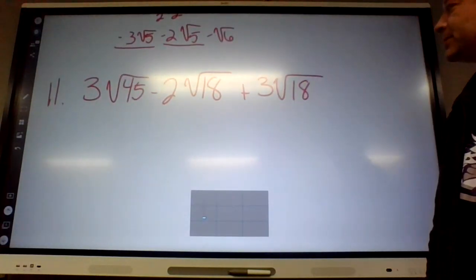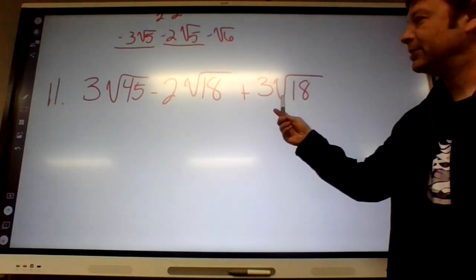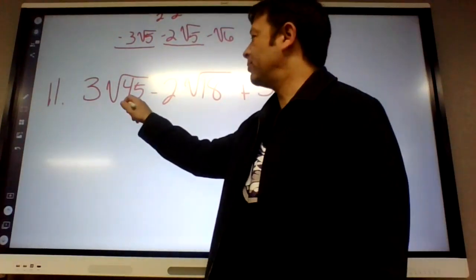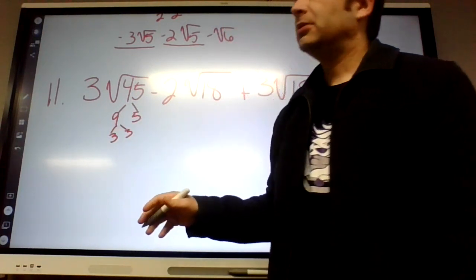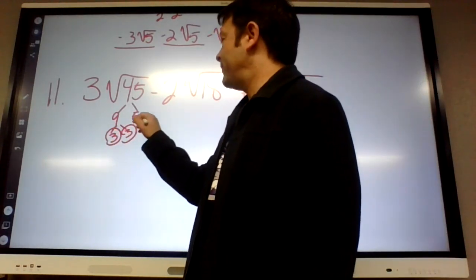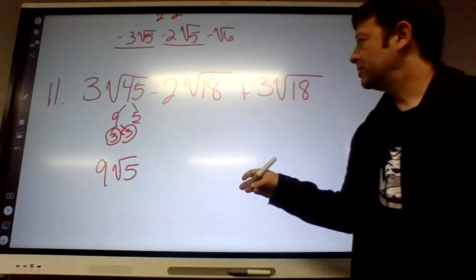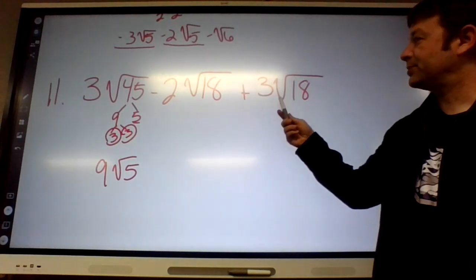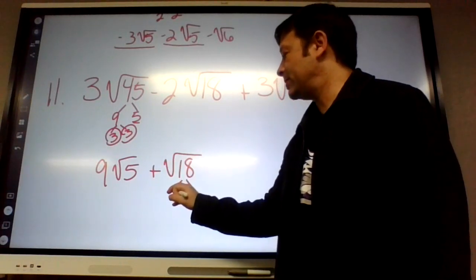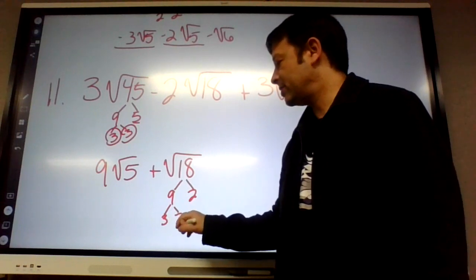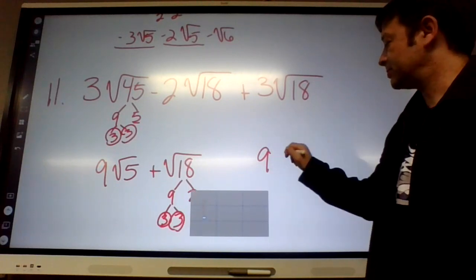Okay, all of these simplify. Actually, these are both square root of 18, so we could put them together before we simplify. 45 is 9 times 5, right? So we have 3 square root of 5 times 3, and 3 times 3 is 9 square root of 5. What's negative 2 square root of 18 plus 3 square root of 18? One square root of 18. But 18 does have a double in it, because it's got a couple 3's and a 2. So we get 9 square root of 5 plus 3 square root of 2.